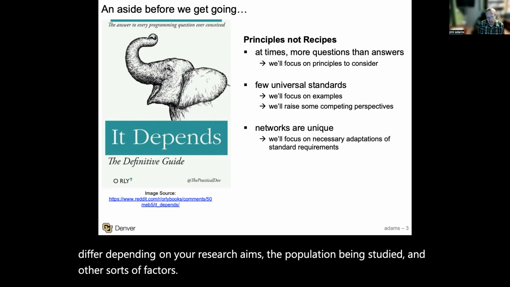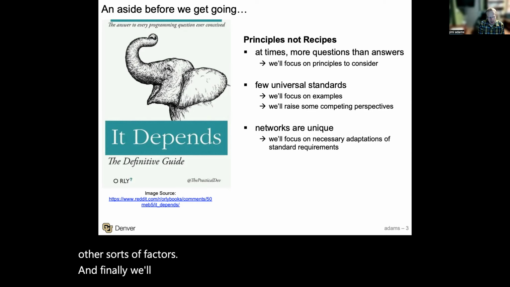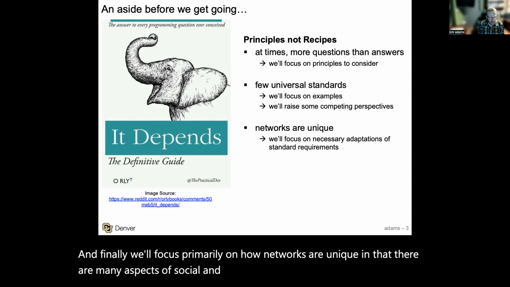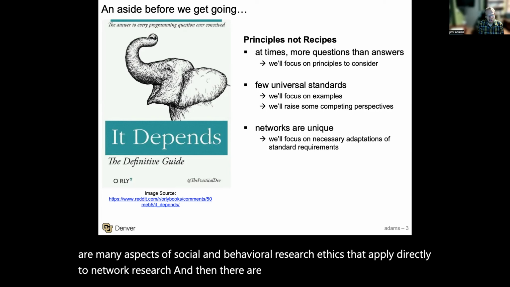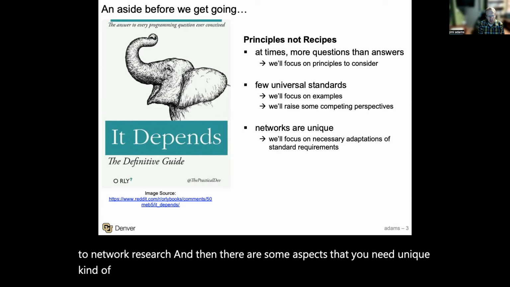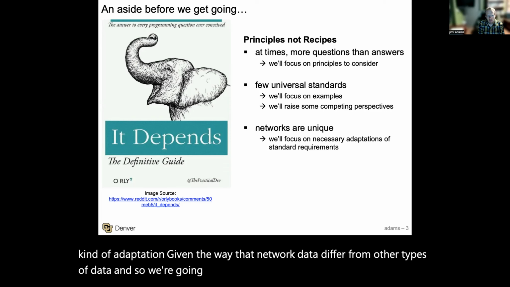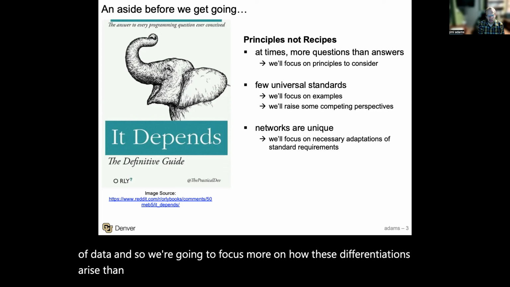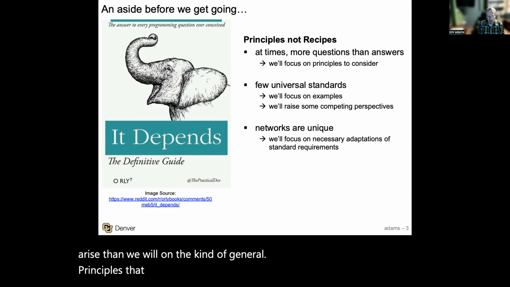And finally, we'll focus primarily on how networks are unique in that there are many aspects of social and behavioral research ethics that apply directly to network research. And then there are some aspects that need unique adaptation given the way that network data differ from other types of data. And so we're going to focus more on how these differentiations arise than we will on the general principles that apply across the social sciences.